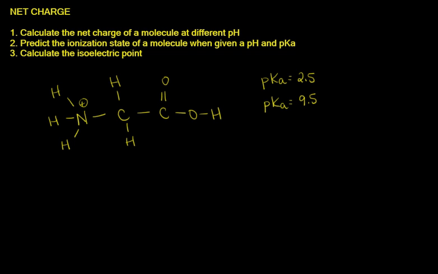Now we're going to talk about net charge. So we're going to calculate the net charge of molecules at different pHs. We're going to predict ionization states of molecules when given pHs and pKa's, particularly amino acid molecules, because this is biochemistry, let's get real. We're also going to be able to calculate the isoelectric point of amino acids, because this becomes a really crucial and identifying characteristic of proteins as a whole.